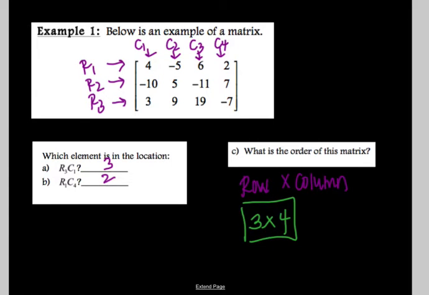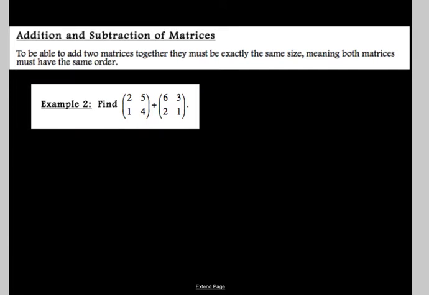Now we're going to get into adding and subtracting matrices. You guys are going to enjoy adding and subtracting matrices because it just takes you back to being able to do old school addition. Okay, so to be able to add 2 matrices together, they must be the exact same size, meaning both matrices must have the same order. So looking at the order for example 2, the first one has 2 rows and 2 columns, so this is a 2 by 2. And the next one is also a 2 by 2. Are they exactly the same size? Yes. So now I can add them.